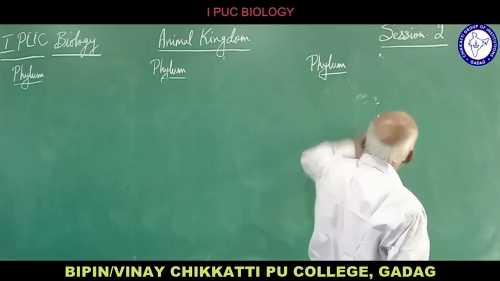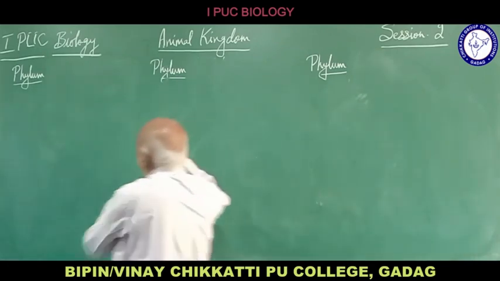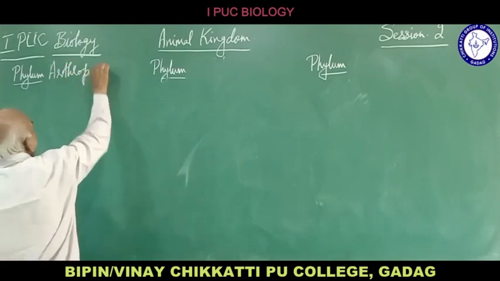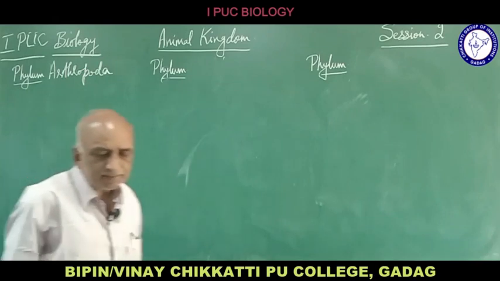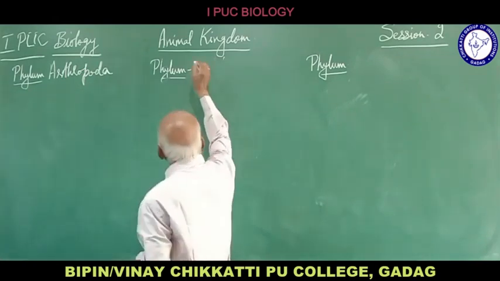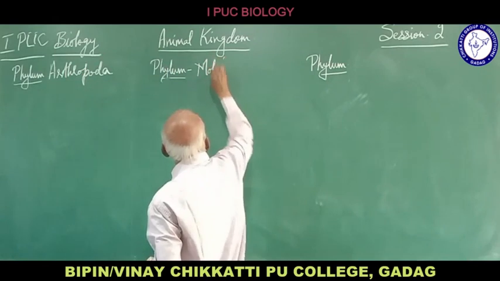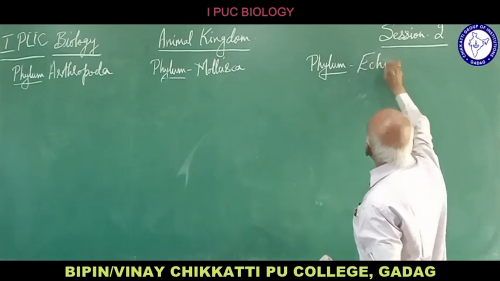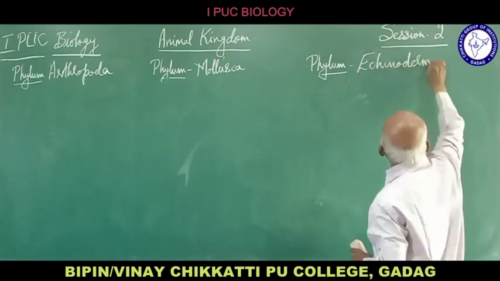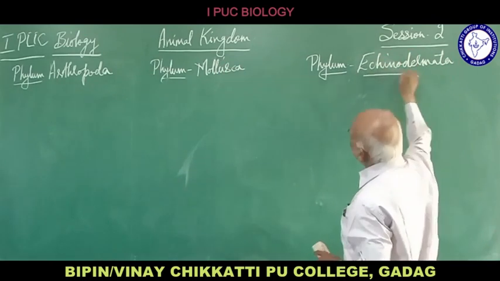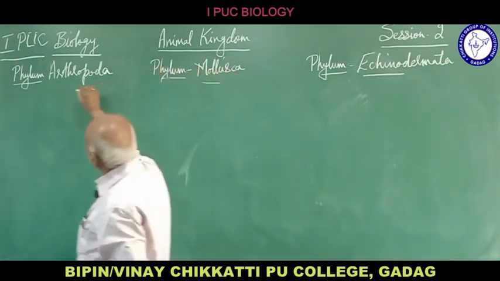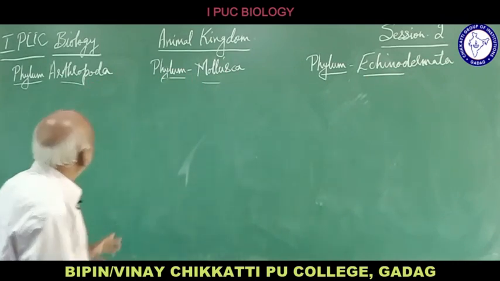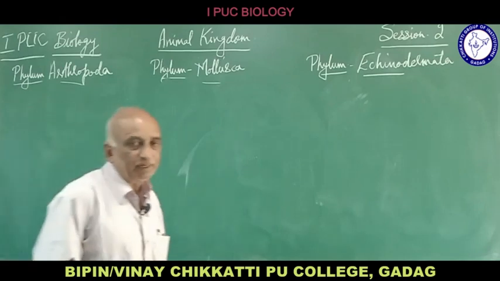After phylum Annelida, we have another phylum which is called phylum Arthropoda. Phylum Arthropoda is another one. Then phylum Mollusca, then phylum Echinodermata. So these are the next three phyla which we come across. Arthropoda is actually the largest phylum of the animal kingdom.